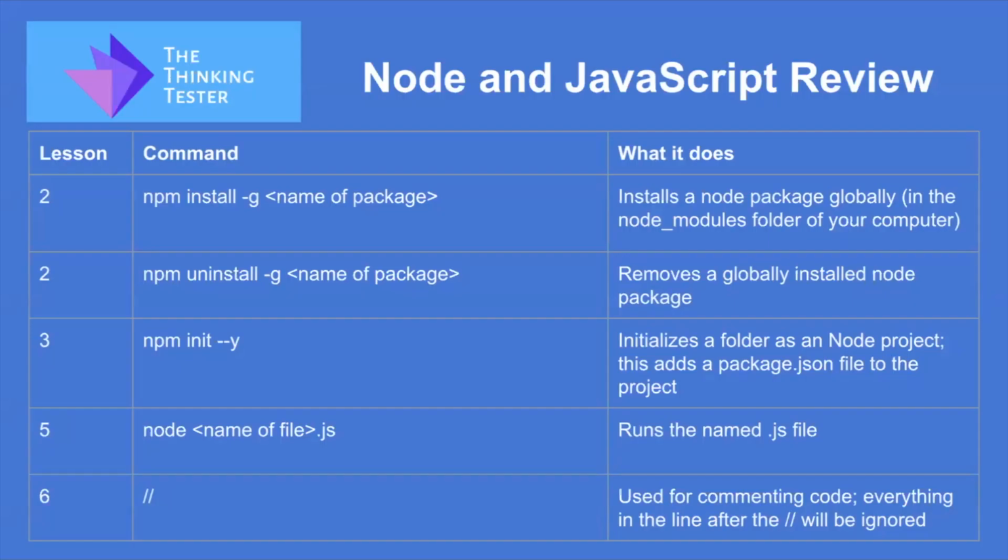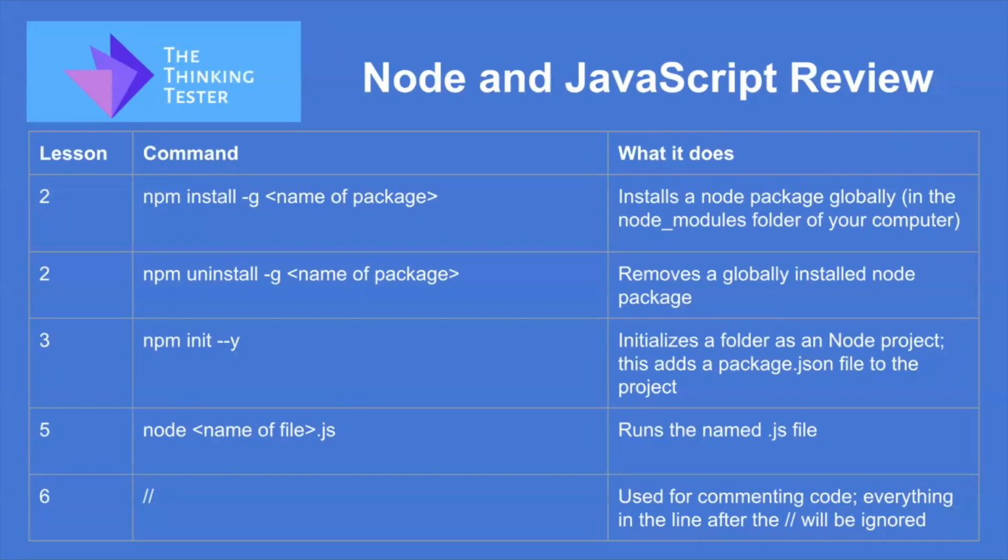We learned how to install an NPM package using the command npm install -g and then the name of the package. That installs the Node package globally, which means in the Node modules folder of your computer. You can also install a package locally by taking away the -g command. We also learned how to uninstall a package.